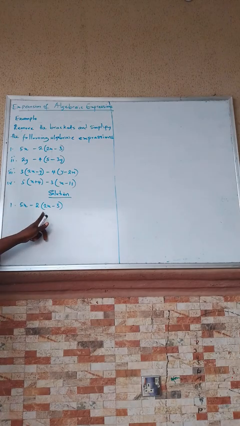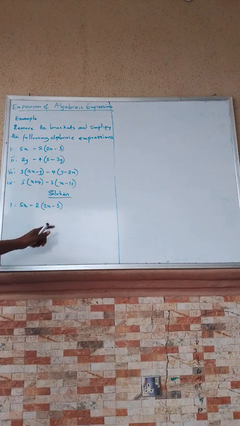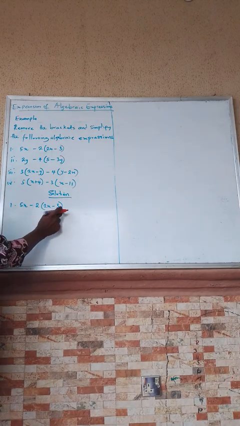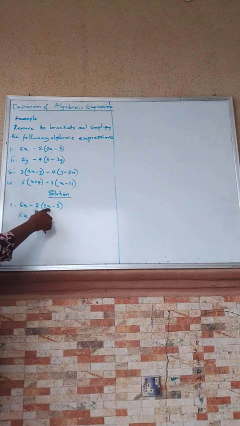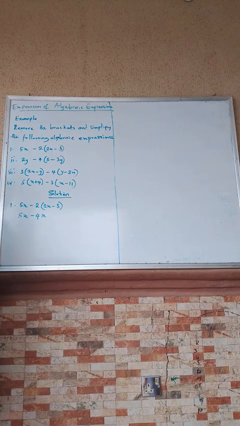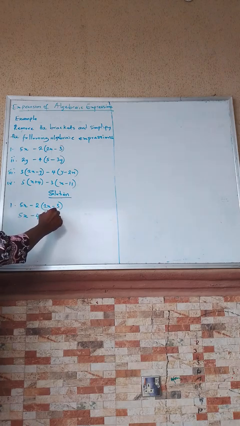Now when you look at this expression, this minus 2 is multiplying everything we have inside the brackets. So we are going to use minus 2 to multiply everything we have here. So now this will be 5x minus, now this minus 2 times 2x is going to give you minus 4x. And then you have minus 2 times minus 3. That gives you plus 6.